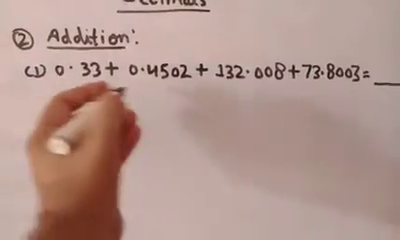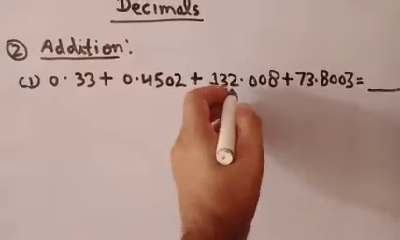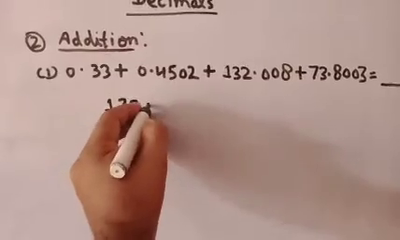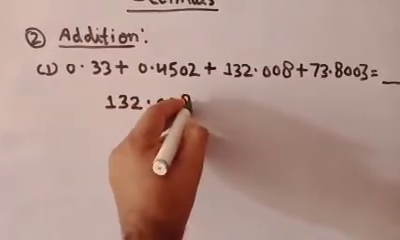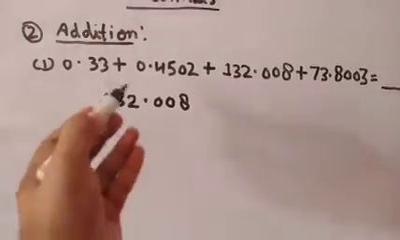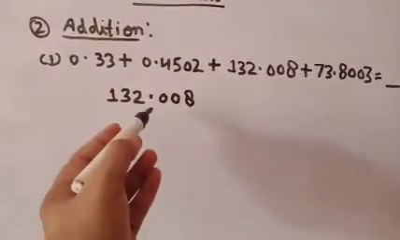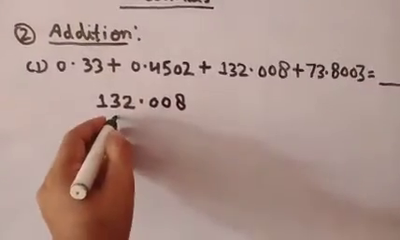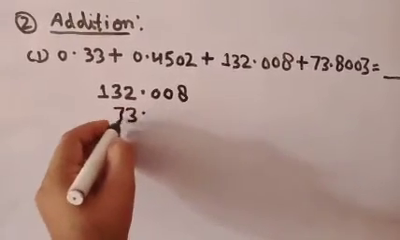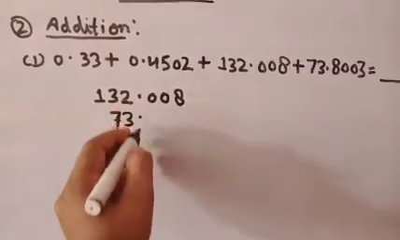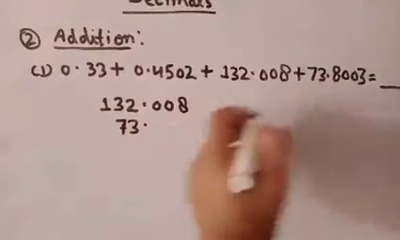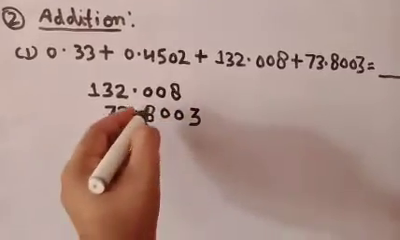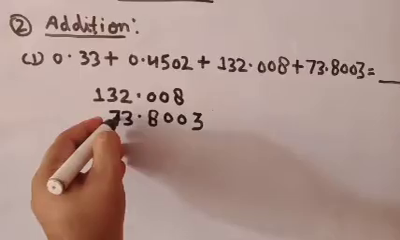First look at the whole number part, the maximum whole number part. This is 132. You can note down 132.008. Okay. You remember all the decimals always come under the decimal point. Now the second maximum part is 73. 73 point, this point always comes under the previous point. 8 0 0 3. Write all the digits under the proper places.